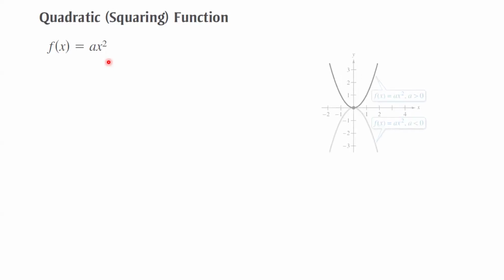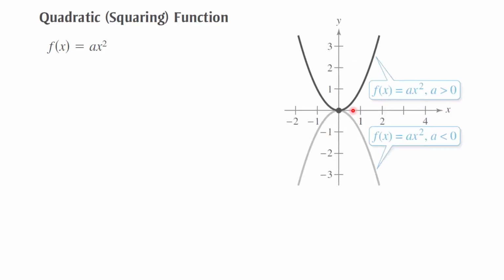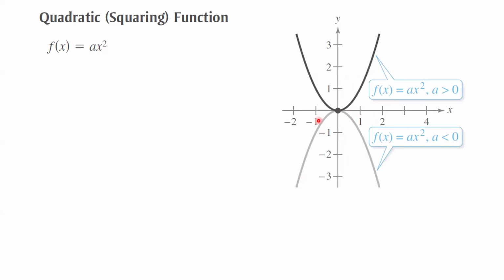The next function is quadratic function. The quadratic function in this case is just basically ax squared. The behavior of the graph: if a is positive, the graph opens up, and when a is negative, the graph opens down. What are the properties of this function? The domain starts from negative infinity and goes to positive infinity. You're allowed to plug in any number, any value for x.